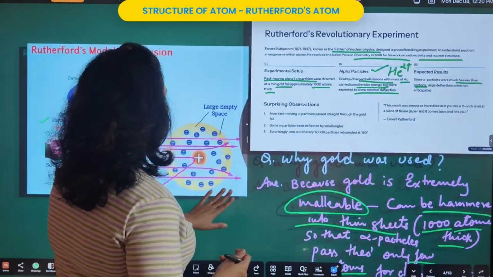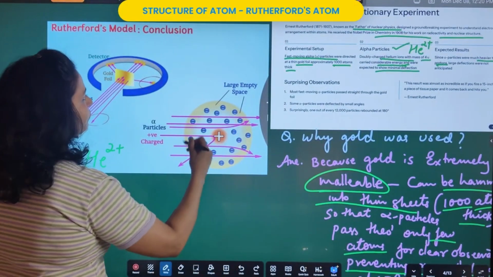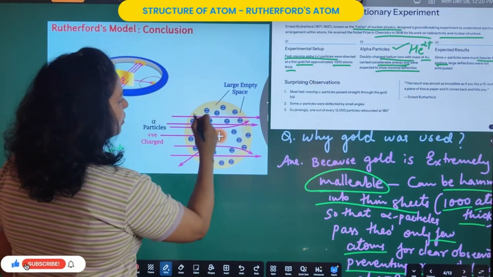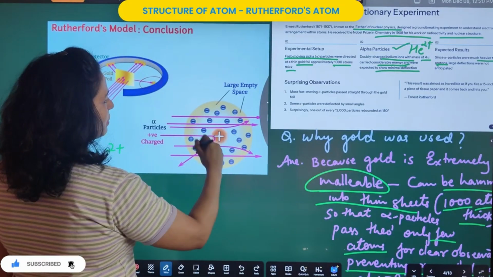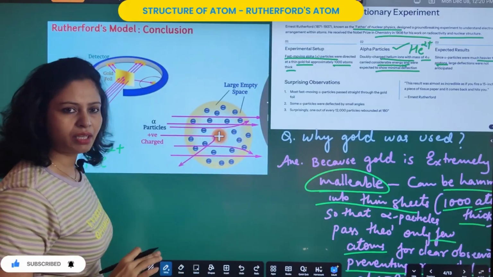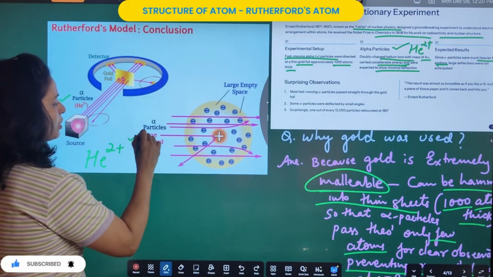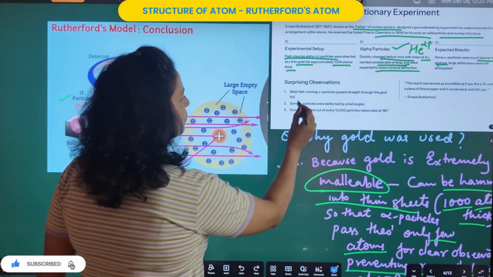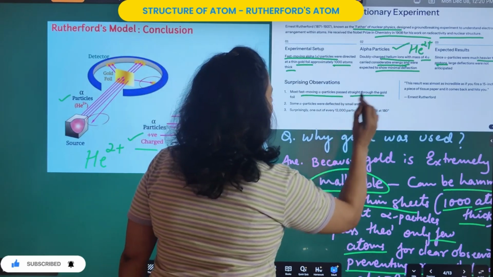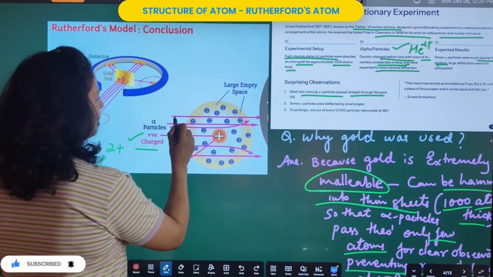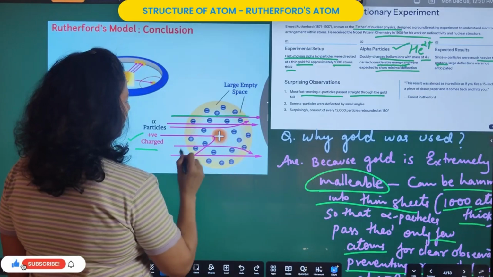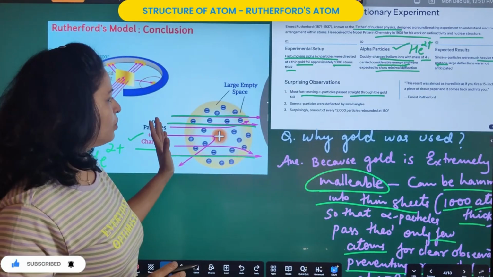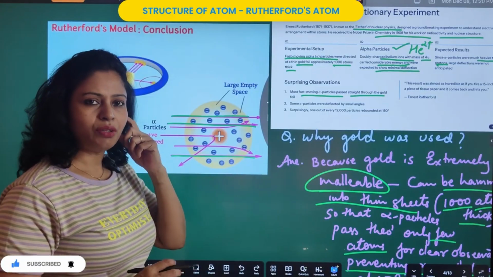Now what was the observation? If you see, this is an atom, and the alpha particles are passing through the gold foil. In the gold atom, we have large empty space and electrons here and there. Alpha particles are positively charged, right? Most fast moving alpha particles passed straight. Here it is passing straight, here also, here also. So most of the alpha particles are passing straight through the gold foil.